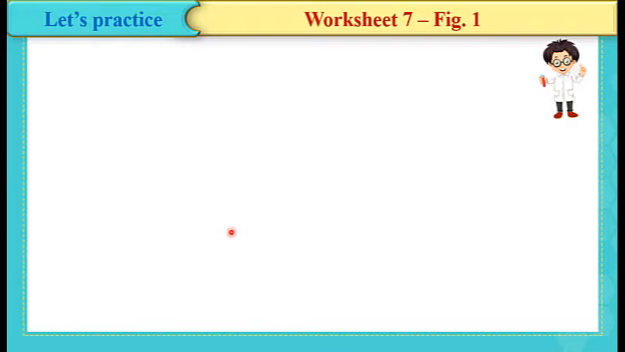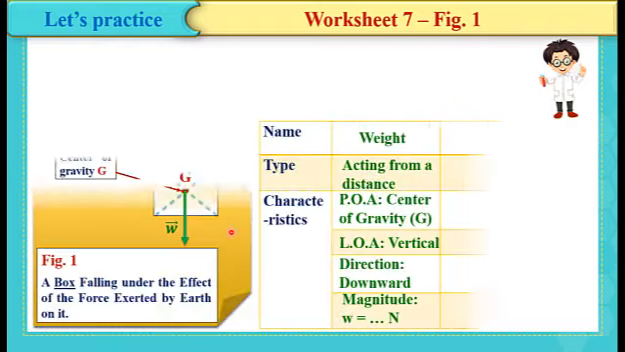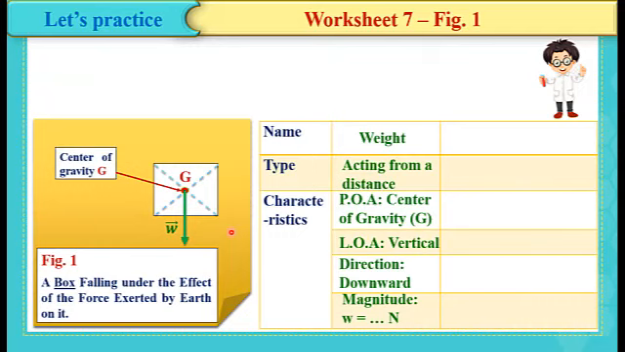Let's practice. Please open your booklet on worksheet 7. If we go back to figure 1 in worksheet 7, what new forces are you going to add in the table? What is the force that is exerted on the falling box? What do you think? Since this box is falling in air, we have air resistance. Let's write its characteristics and indicate its type.